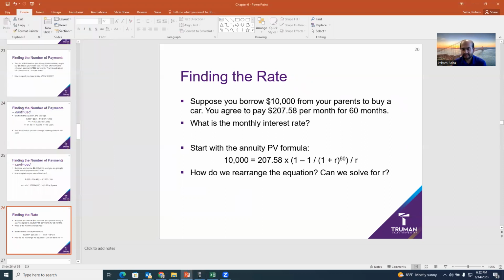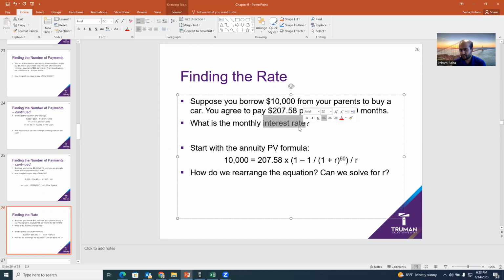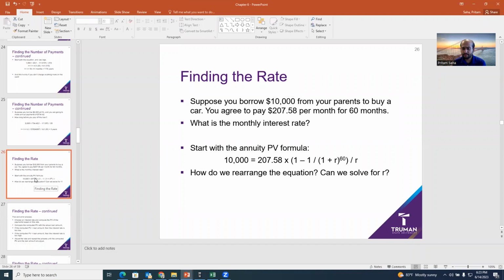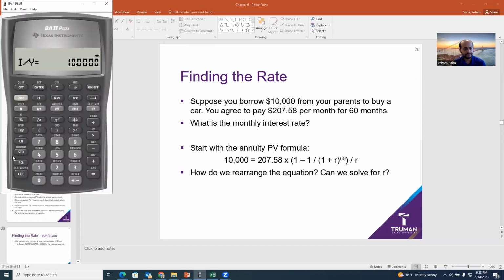So let's walk through this. Suppose you borrow 10,000 from your parents to buy a car. You agree to pay $207 per month for 60 months. What is the monthly interest rate? It's specifically asking you for the monthly interest rate. Now, if I input that information, present value is 10,000, payment is 207.58, future value 0, number of payments 60.